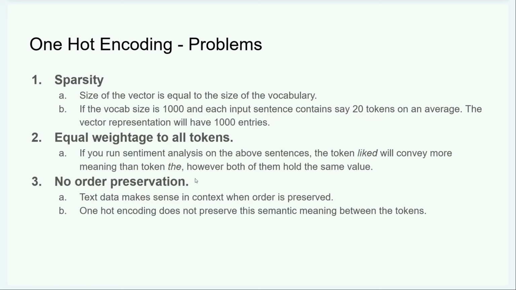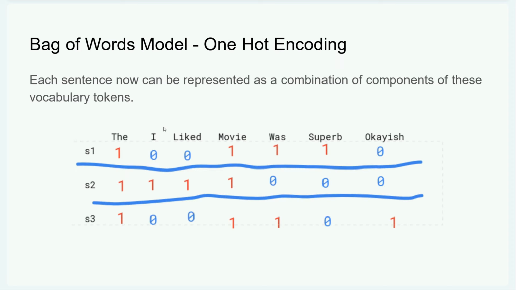Then the other problem that exists is that there is no order preservation. Now, the first sentence is "the movie was superb." This makes sense. The second sentence is "the I liked movie." The third one is represented as "the movie was okay." So the first two make sense. The second one does not make any sense because in this representation there is no care given to how the words appear in the sentence. So your context goes away.